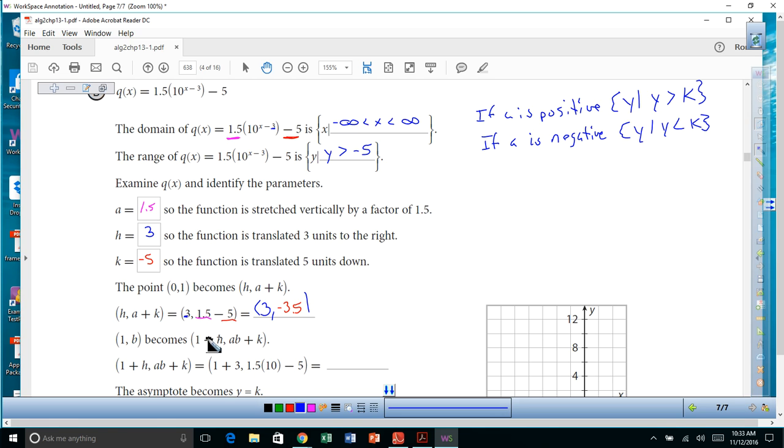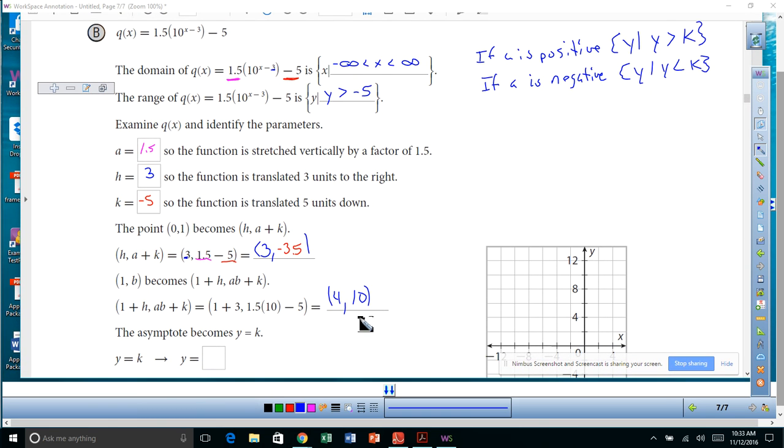And (1, b) becomes 1 plus h. 1 plus 3 is going to be 4. And the y value will be ab plus k. a times b, that's 1.5 times 10, which is 15, minus 5. That gives you 10. The asymptote becomes y equals k. Well, k is negative 5. So the asymptote will be y equals negative 5.